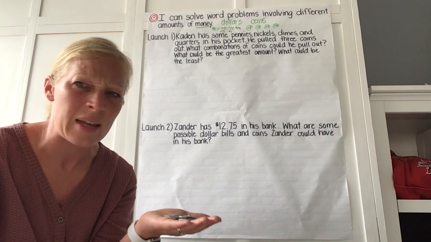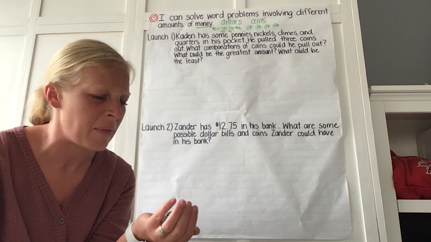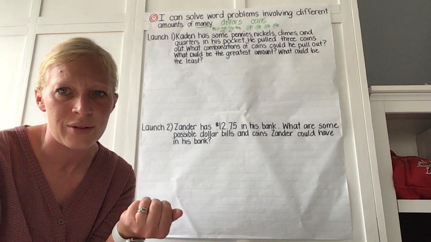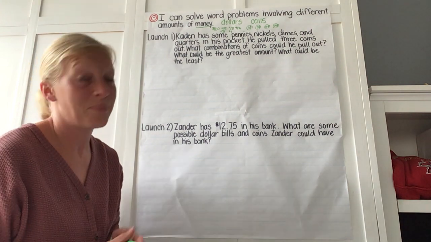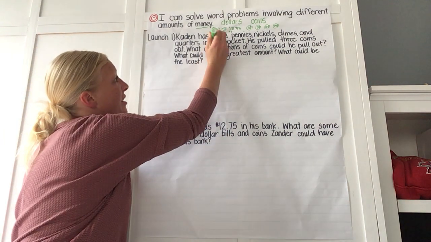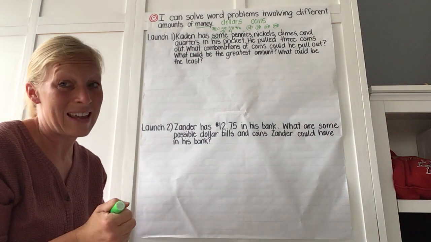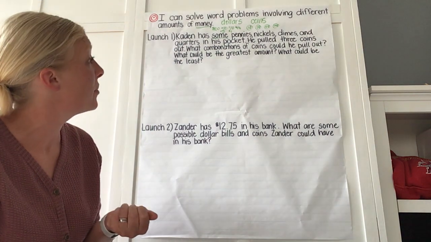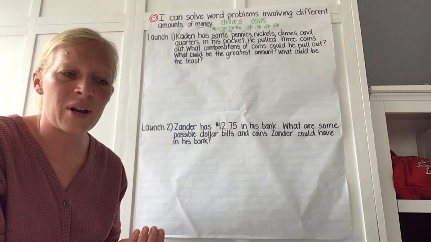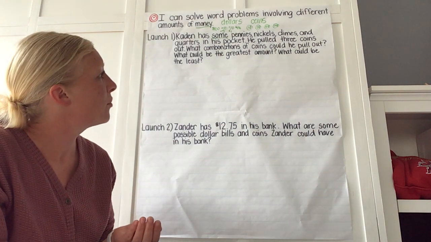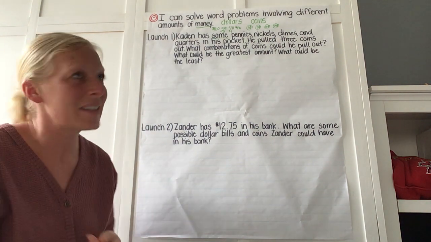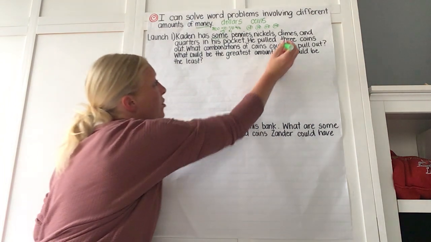Does it tell us how many pennies? How many dimes? How many nickels? How many quarters? No. What does it say? It says he has some of those. So we don't know how many he has of each, but we know he has some of them. What else does it say that we know? Yes, he pulls 3 of those coins out.